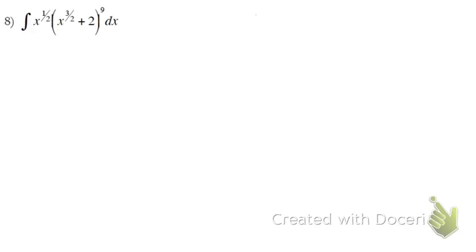So for number 8, the inside function u is equal to x to the 3/2 plus 2. du is equal to 3/2 x to the, if I lower that exponent by 1, that will be 1/2 dx. Now I do want that x to the 1/2 in there, and I do want the dx in there. So I need to keep the x to the 1/2 here, and I need to keep the dx here.